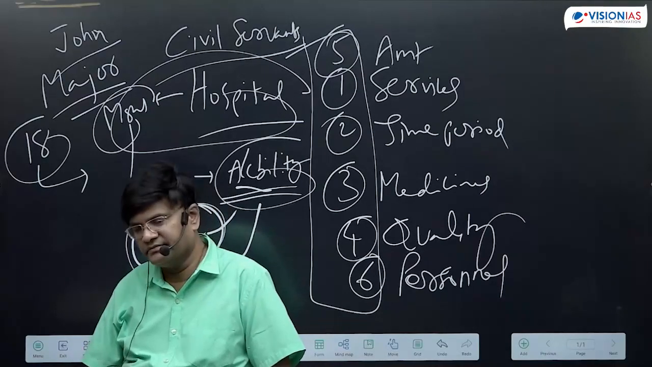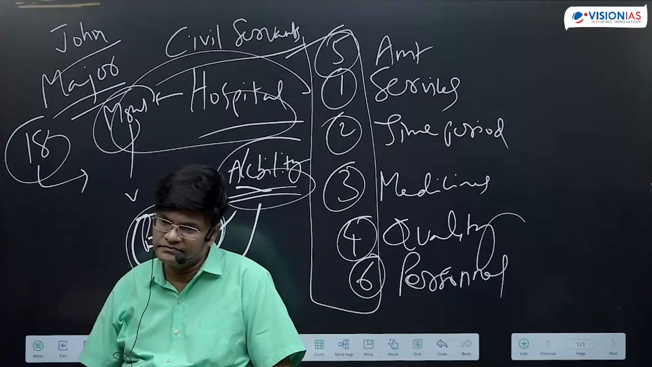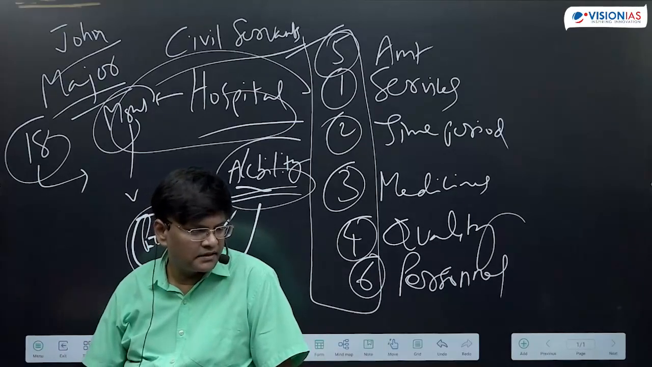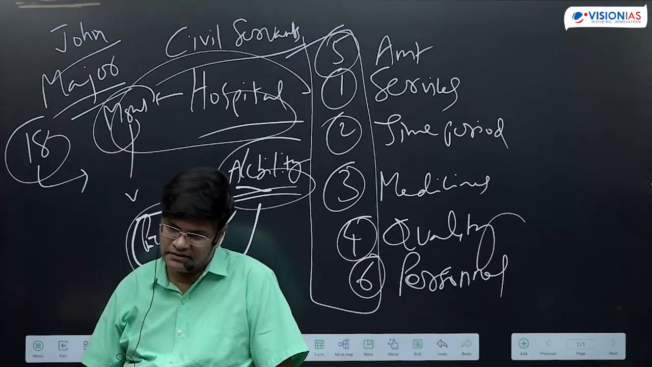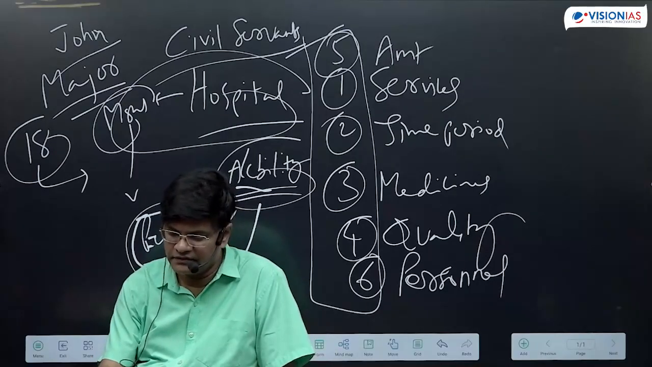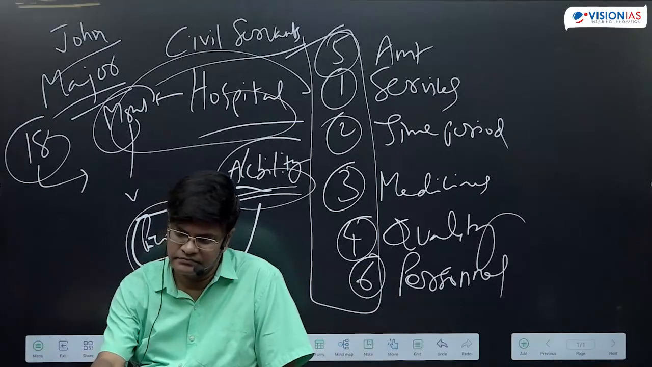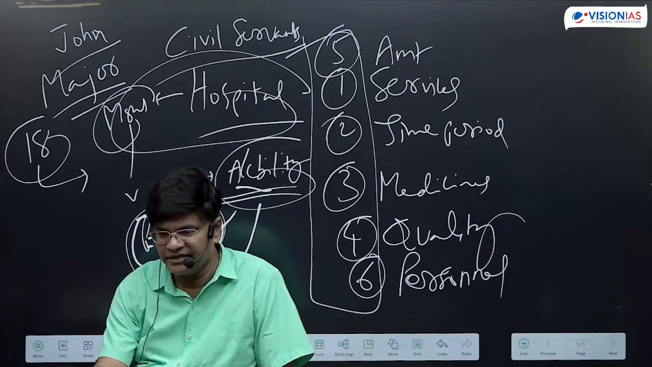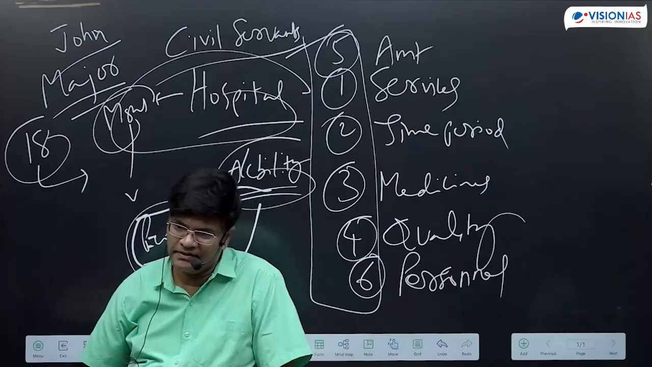In 1997, Chief Ministers Conference was held in Delhi to discuss the issue of corruption. The conference has recommended implementation of citizen charters.